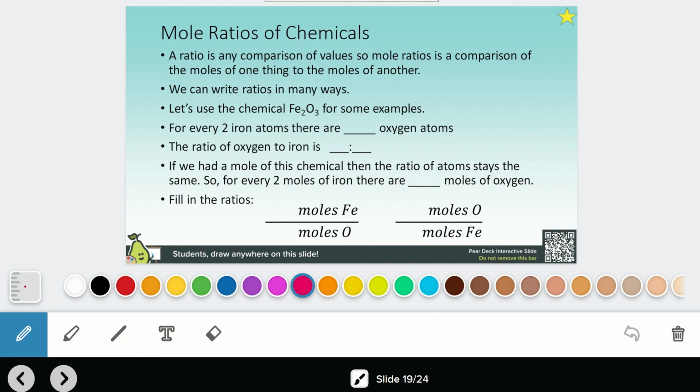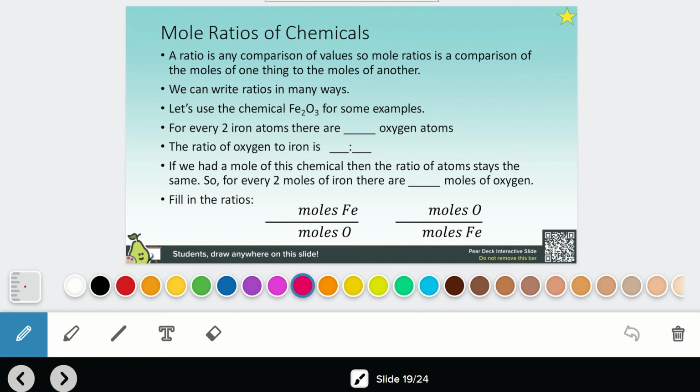Anytime we talk about a ratio, it's a comparison of values. So when we compare any two values, we're creating a ratio. A mole ratio is a comparison of the moles of one thing to the moles of another. So in our case, the moles of one chemical to the moles of another. We can write ratios, mole ratios, any sort of ratios, in a lot of different ways. So we're going to see a couple of the different ways, how we'll state them and how we can actually write them down.